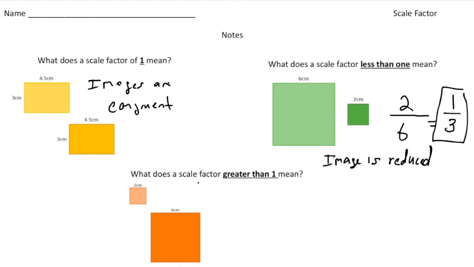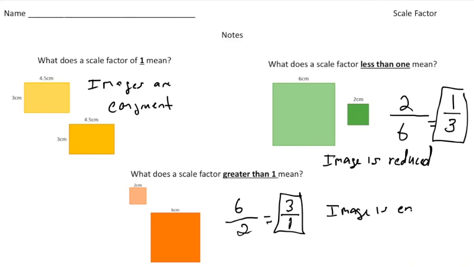Now, when the scale factor is greater than 1, that means that the image is being enlarged. So here, instead of going from 6 to 2, we're going from 2 to 6. So the ratio would be 6 over 2, which equals 3 over 1. Anytime you have a scale factor greater than 1, it means the image is being enlarged. So let's say image is enlarged.